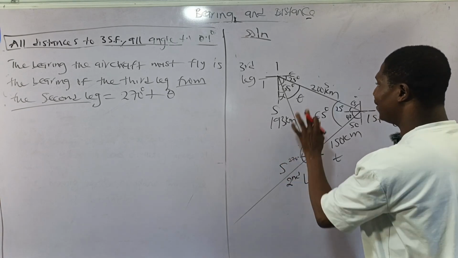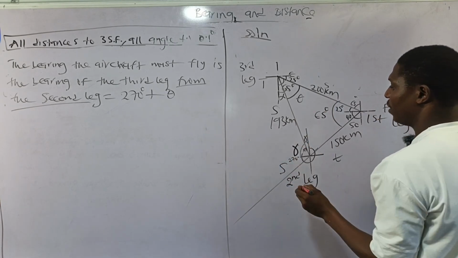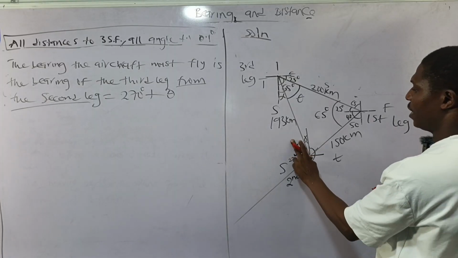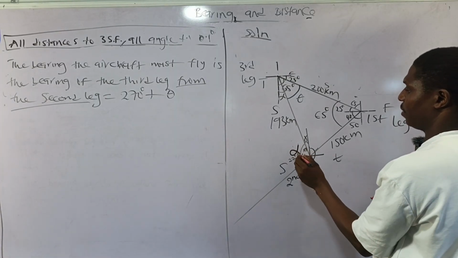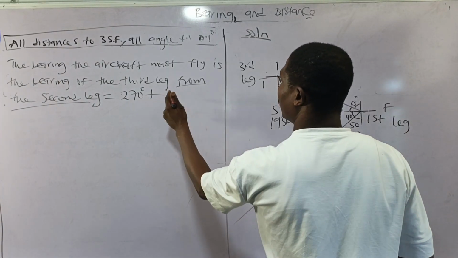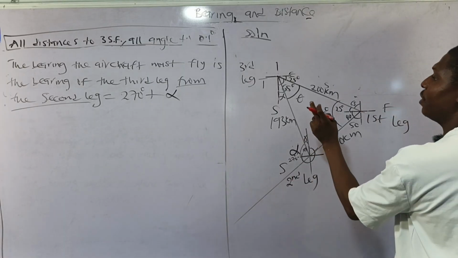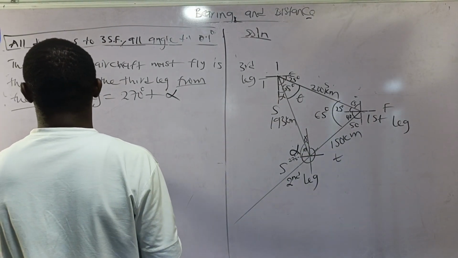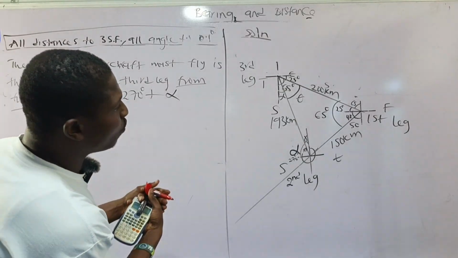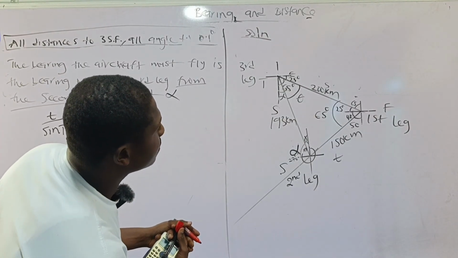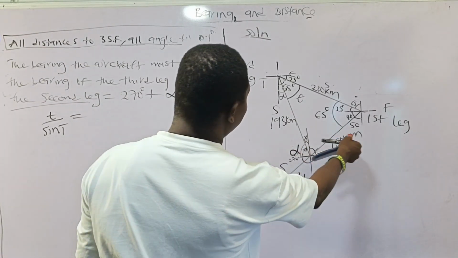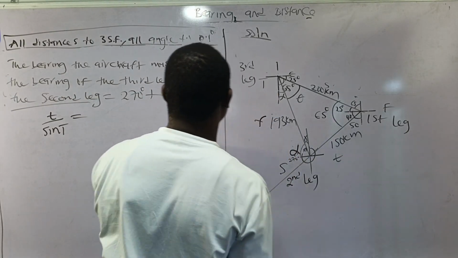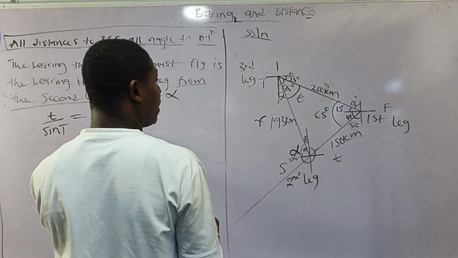So let's start. No, I can't use two values at the same time. If this is theta, then let me use this as alpha. So if this is alpha, here should be plus alpha. Now, let me get my theta. So I can say small t all over sine capital T equals which other angle and side is known already? Yeah, my small letter f is known. Small f all over sine capital F.